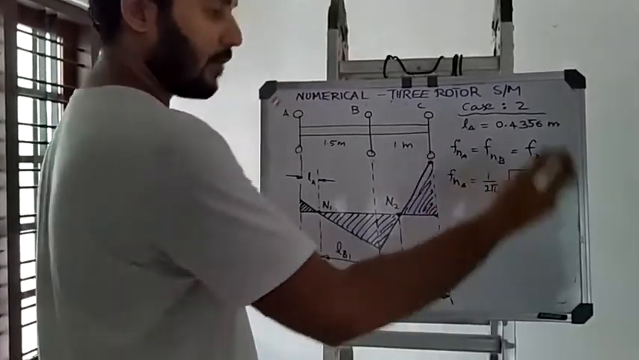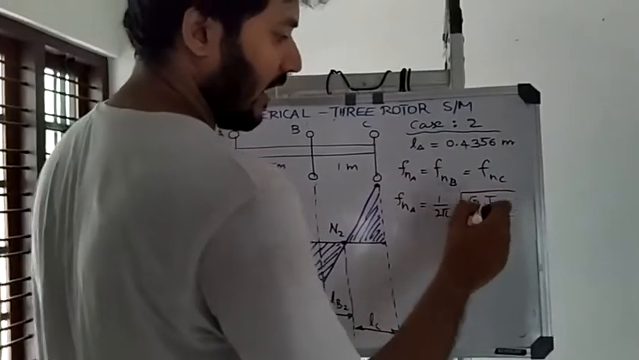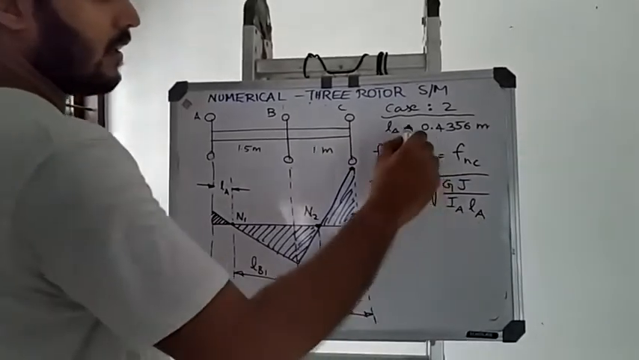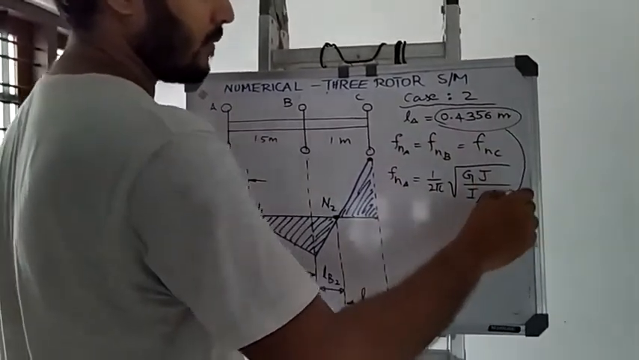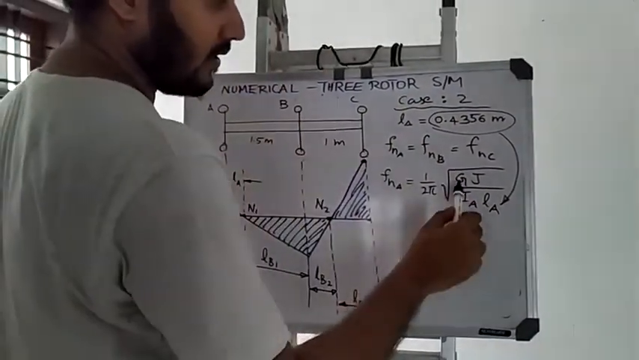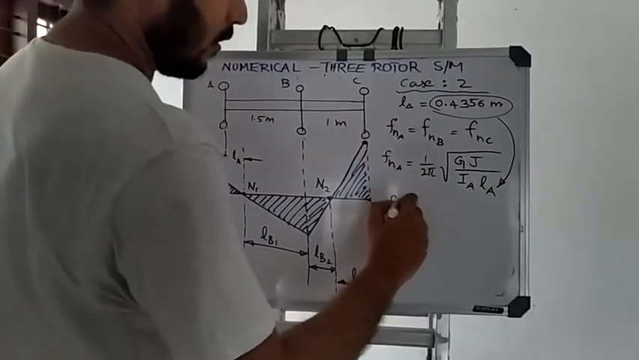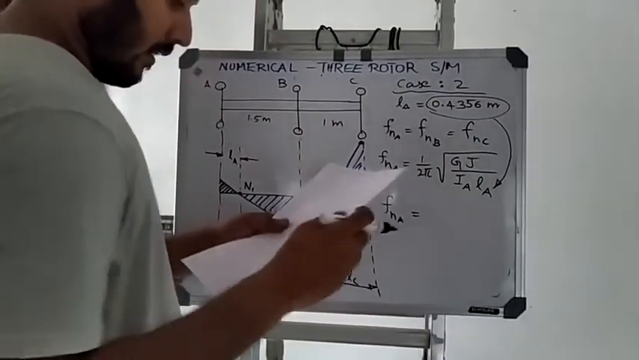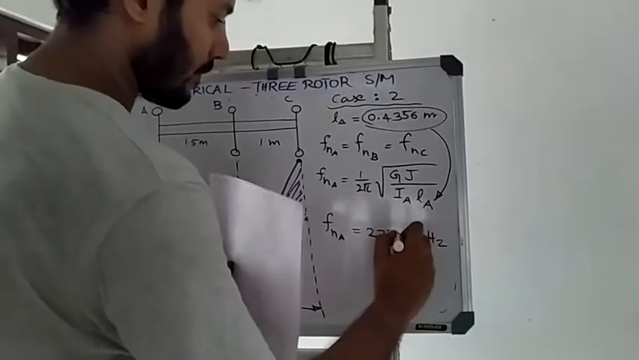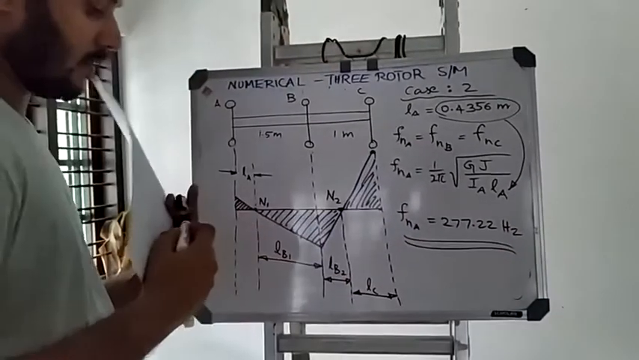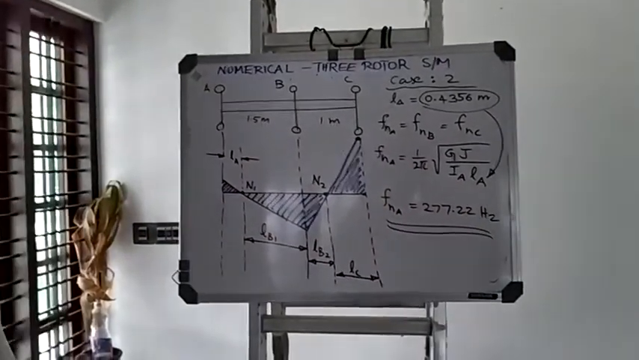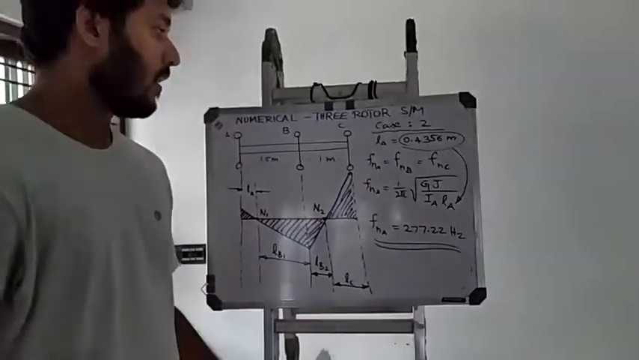This equation is the same as in the previous case. All these values G, J and Ia will be the same as in the previous section, but only the value of La will change. By substituting the new value of La and taking the same values for G, J and Ia, you will obtain the natural frequency of rotor A as 277.22 Hz. Again, this time also, please substitute the values yourselves and try to arrive at the same value obtained here. So friends, go through this numerical once again.